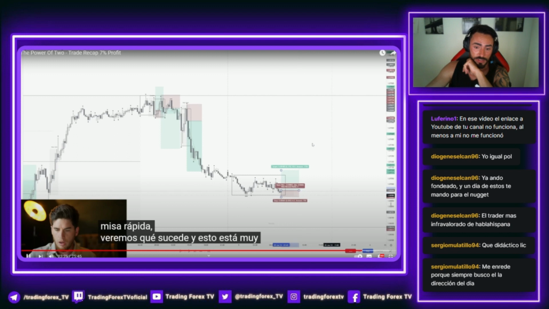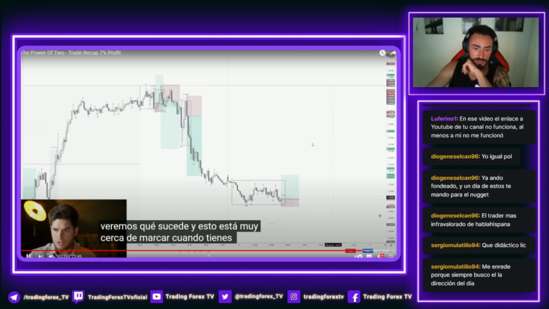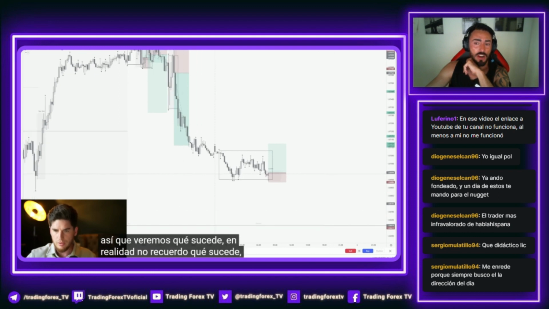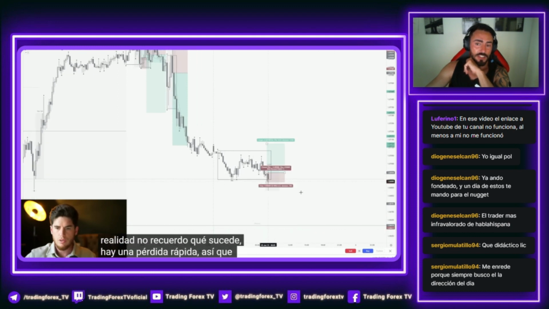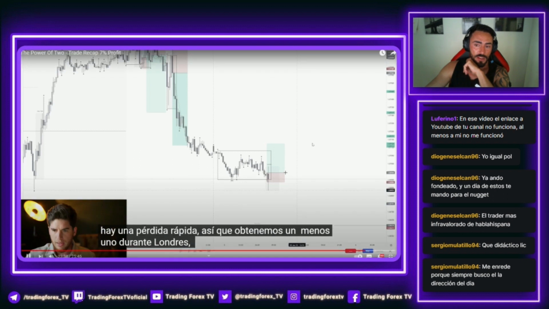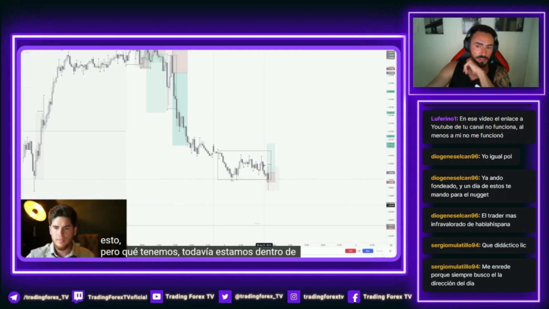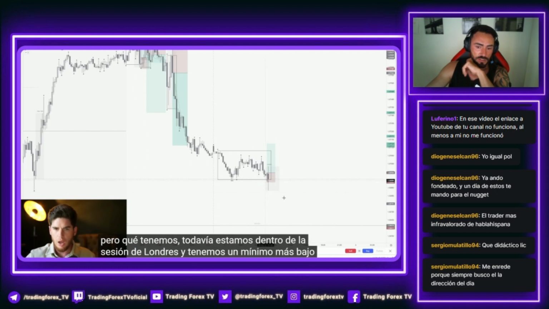And this is very close to tagging in when you have such a small candle like this. So we'll see what happens. I don't actually remember what happens. There's a quick loss. So we get a -1 during London there. Let me just move this in. But what do we have? We are still within London session, and we have a lower low. That's the 5th trade, right?